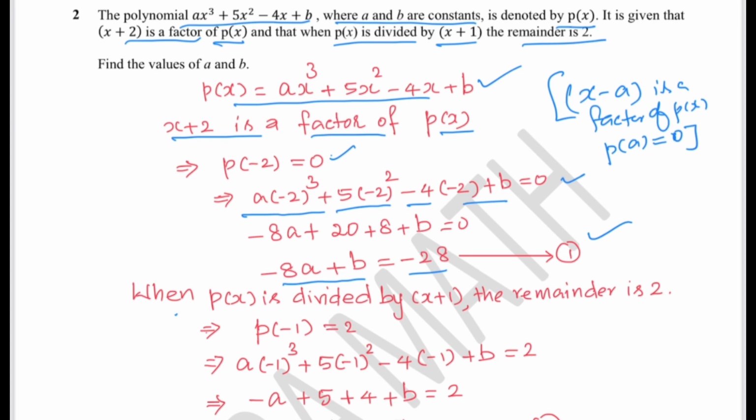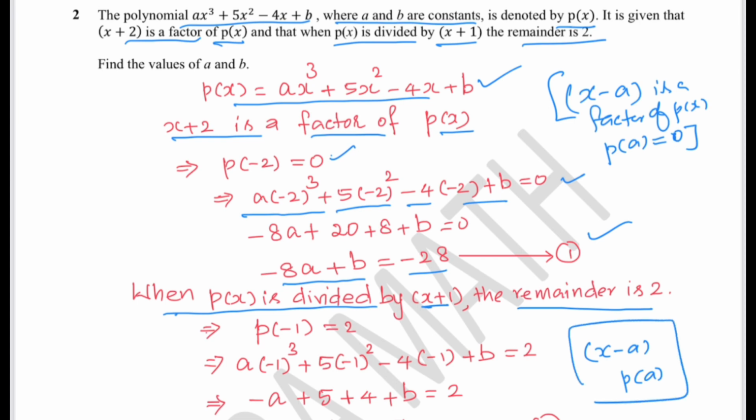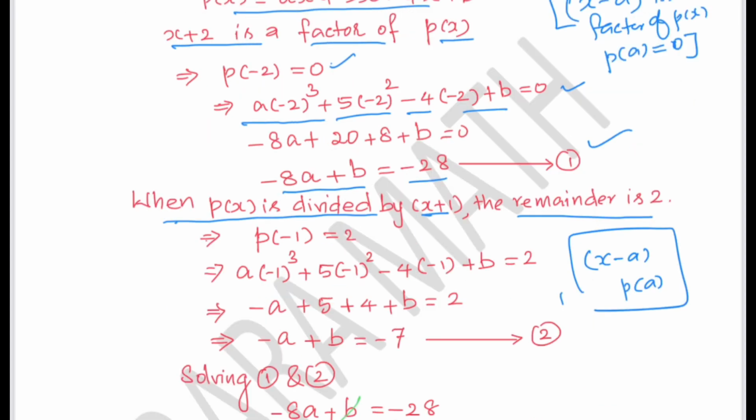And use the second condition, that when p of x is divided by x plus 1, the remainder is 2. So the remainder theorem says when a polynomial is divided by x minus a, then p of a is the remainder. So applying that, p of minus 1 is equal to 2. So substitute x value minus 1 in the given polynomial, you get a times minus 1 to the power 3 plus 5 times negative 1 to the power 2 minus 4 times negative 1 plus b equal to 2. So further you simplify, you get another linear equation in a and b, that is negative a plus b equal to minus 7. So name this as equation 2.